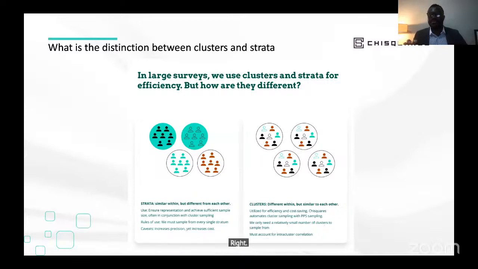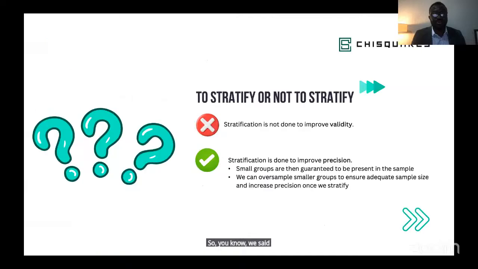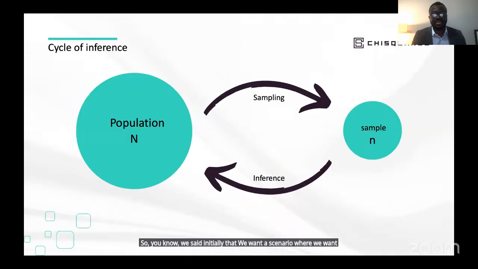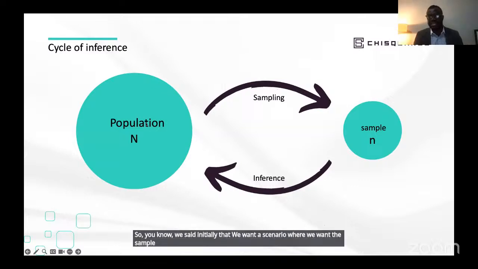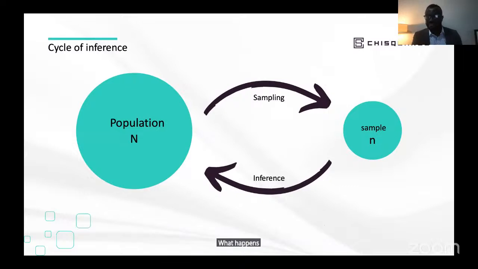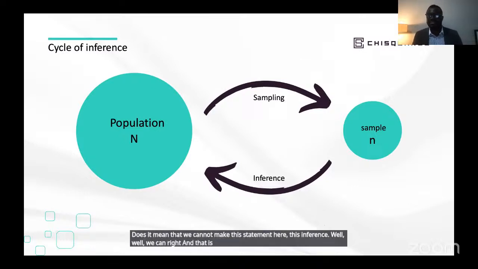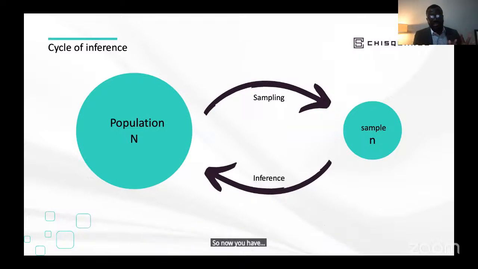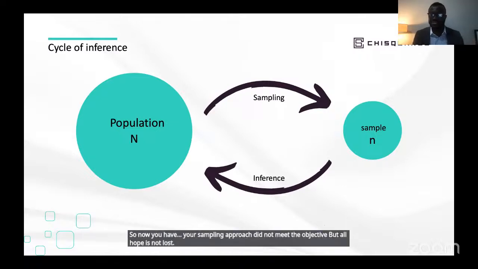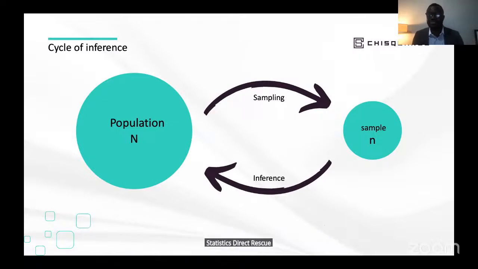So we said initially that we want a scenario where the sample is representative of the population. Now the question is, what happens when this does not happen? What happens when the sample does not look like the parent population? Does this mean that we cannot make this inference? Well, we can, right? And that is where weights come in. So now your sampling approach did not meet the objective, but all hope is not lost, right? Statistics to the rescue. We can do calibration weighting.